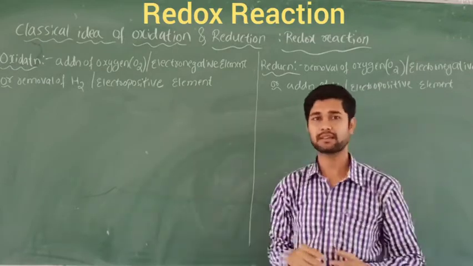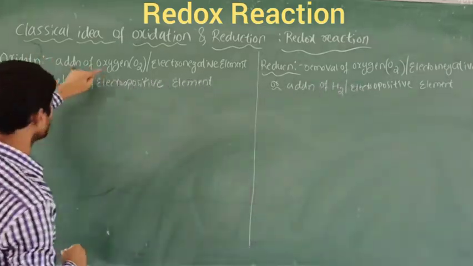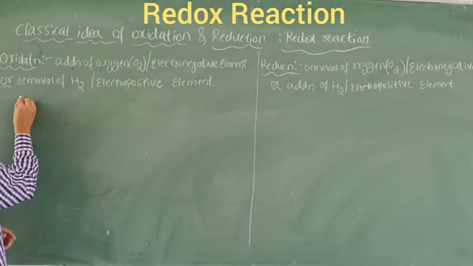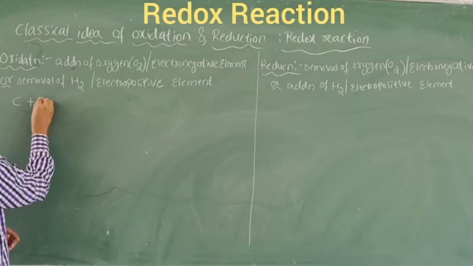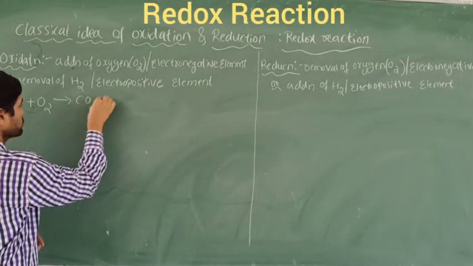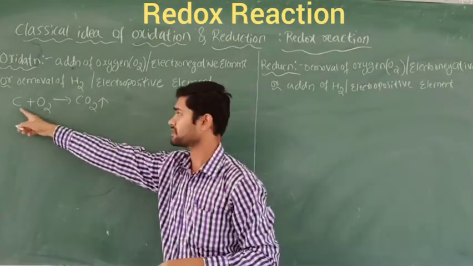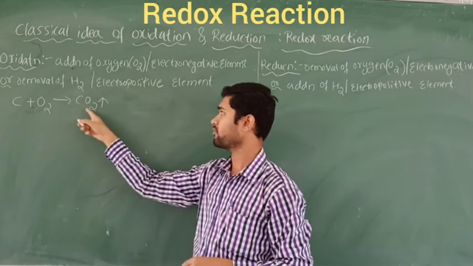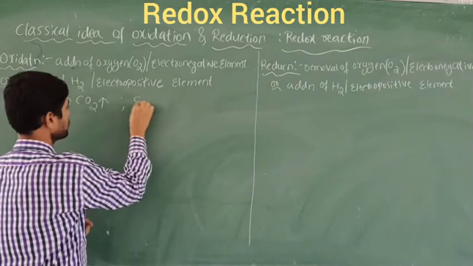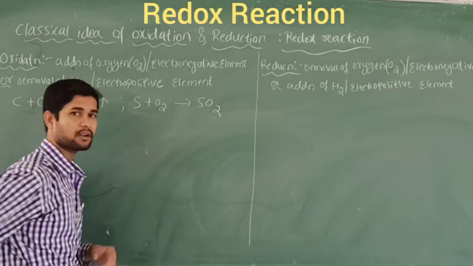Let's take simple examples to understand this definition. The first definition is the addition of oxygen, which is an oxidation reaction. As an example, carbon plus oxygen, C plus O2, forms CO2, carbon dioxide. This is the addition of oxygen to the substance, carbon, forming carbon dioxide. One more example: S plus O2 gives SO2, sulfur dioxide.